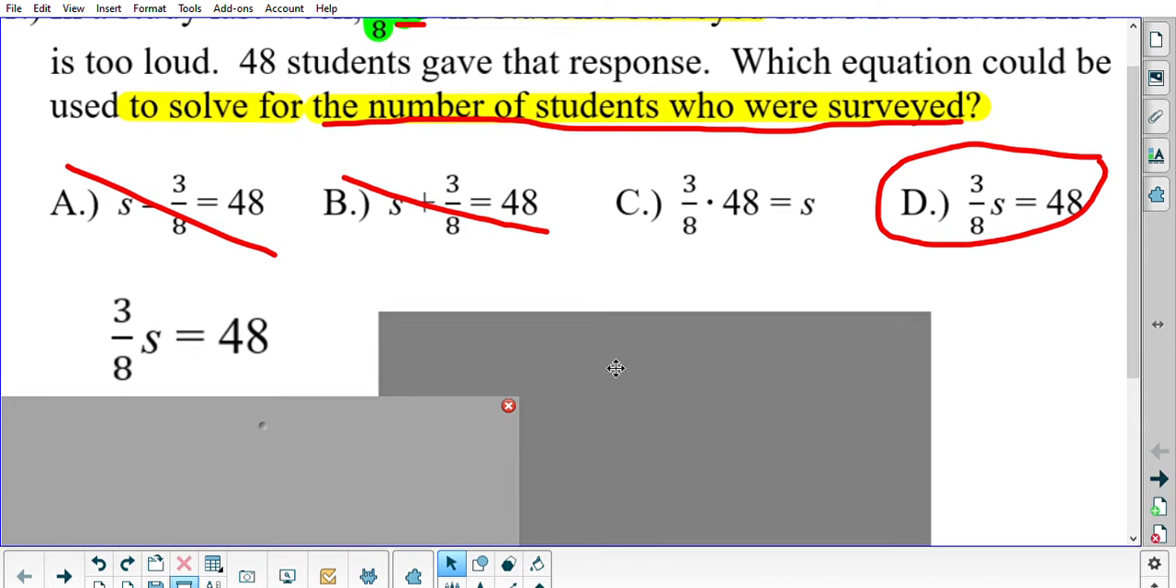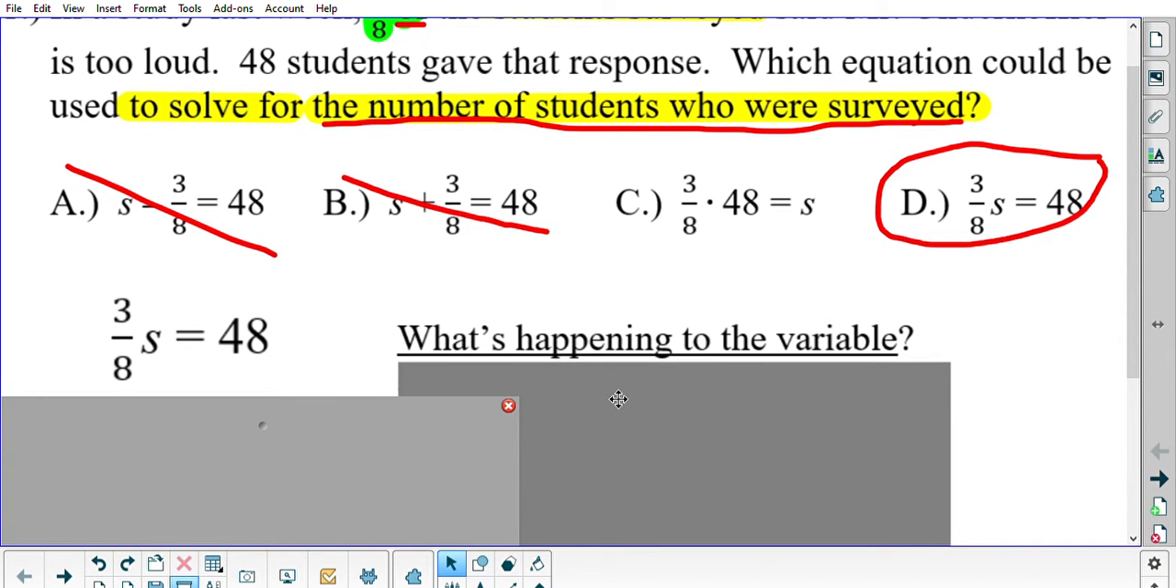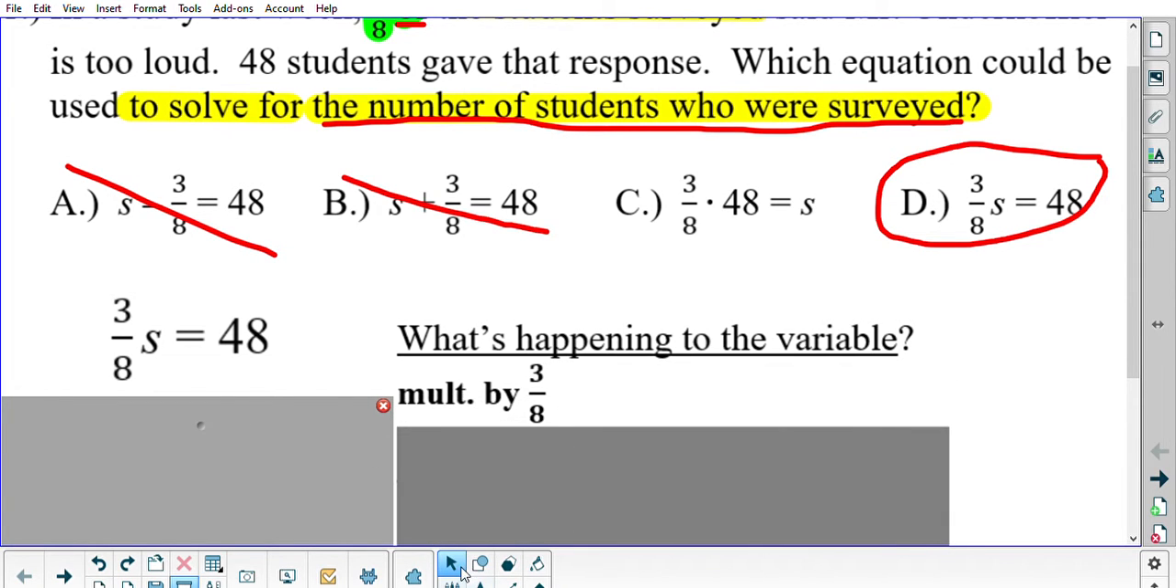Okay, I hope you have already solved this on your own. You had to ask yourself, what's happening to the variable? The variable was being multiplied by 3/8. How do I know it was being multiplied? You're like, Mr. Underkother, I thought fractions mean division. Well, 3 over 8 means 3 divided by 8.